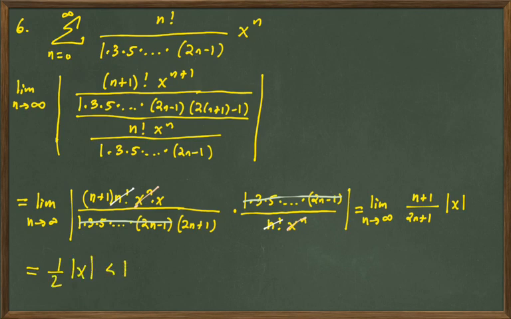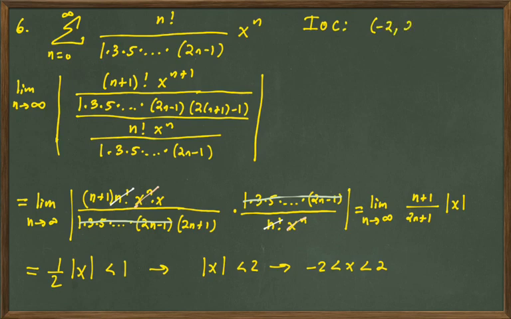Because we're using the ratio test, we want to know where this converges. That's when the common ratio is less than 1. So that says the absolute value of x is less than 2. So -2 is less than x, which is less than 2. So our interval of convergence is -2 to 2, and our radius is equal to 2.